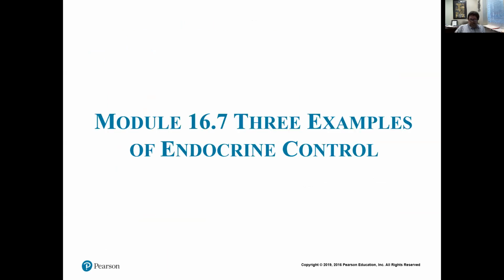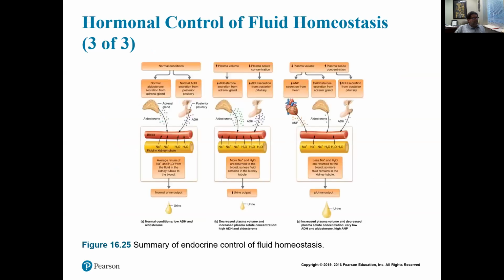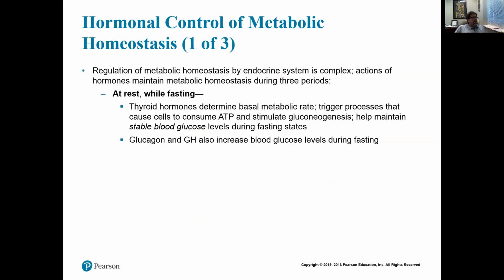I'm not going to go over this much, but 3 examples of endocrine control. And this is the ADH, aldosterone, controlling blood pressure and urine output. A fascinating one here. Where urine output is decreased, that means we're raising blood pressure. And where urine output is increased, that means we're lowering blood pressure. But look how these hormones interact to control blood pressure.